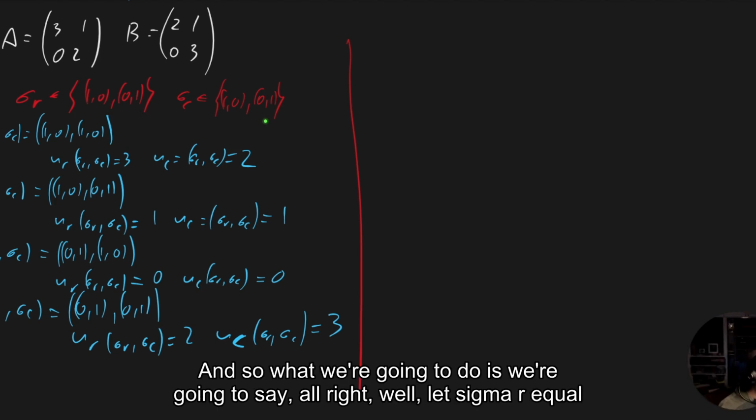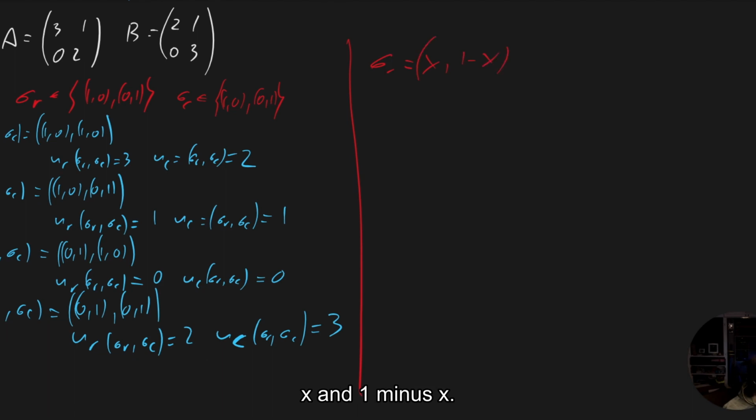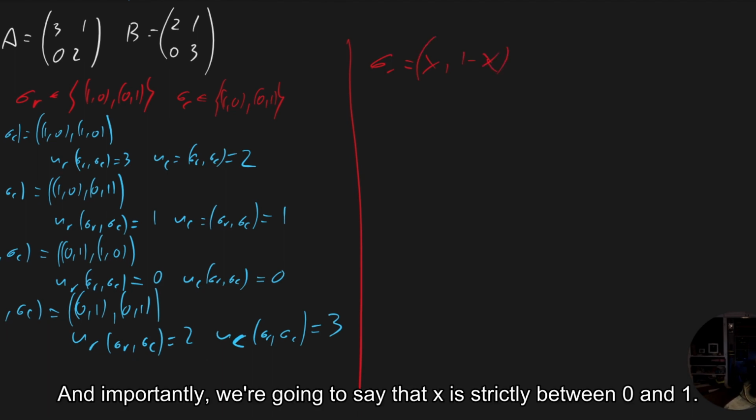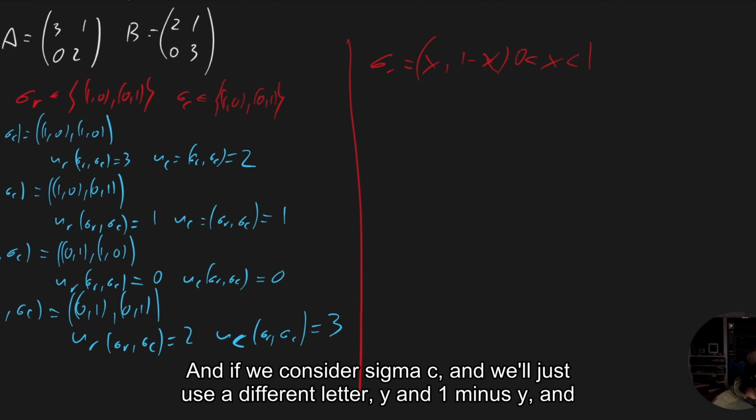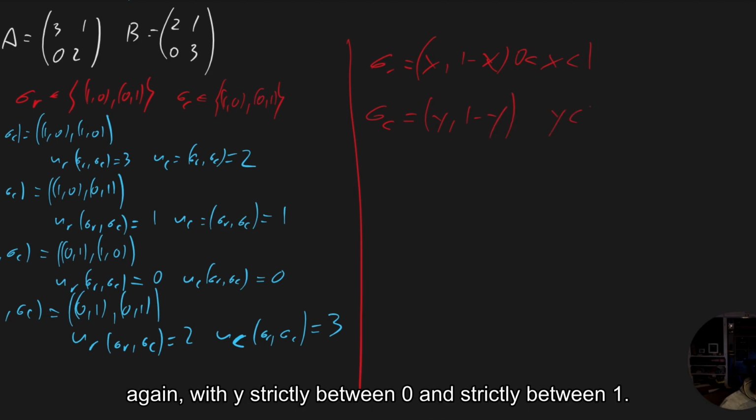And so what we're going to do is we're going to say, all right, well, let sigma r equal (x, 1 minus x). And importantly, we're going to say that x is strictly between 0 and 1. So x can't be 0, x can't be 1, because if x is 0 or x is 1, that's just one of the cases we've already considered. And if we consider sigma c, and we'll just use a different letter, (y, 1 minus y), and again, with y strictly between 0 and 1.